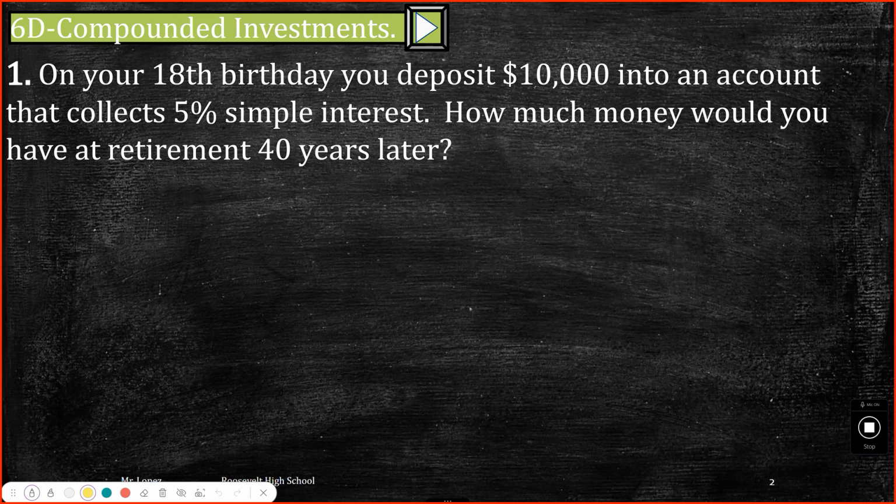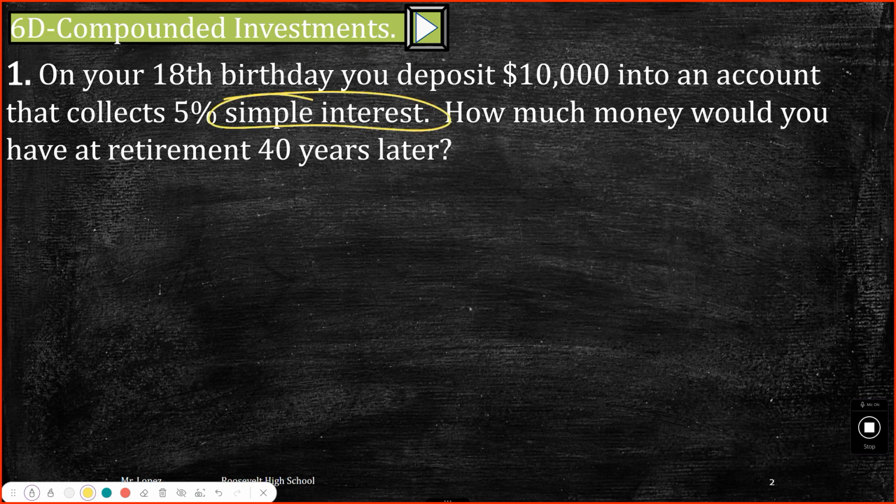Problem one is not compounded, but it's on your 18th birthday, you deposit 10,000 in an account that collects 5% simple interest. How much money would you have at retirement 40 years later? All right. So what does simple interest mean?